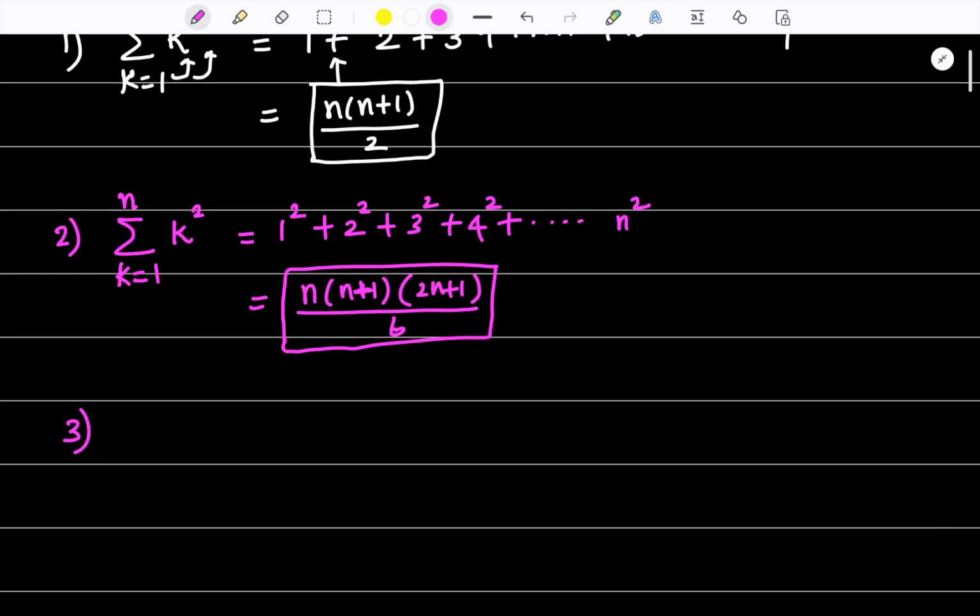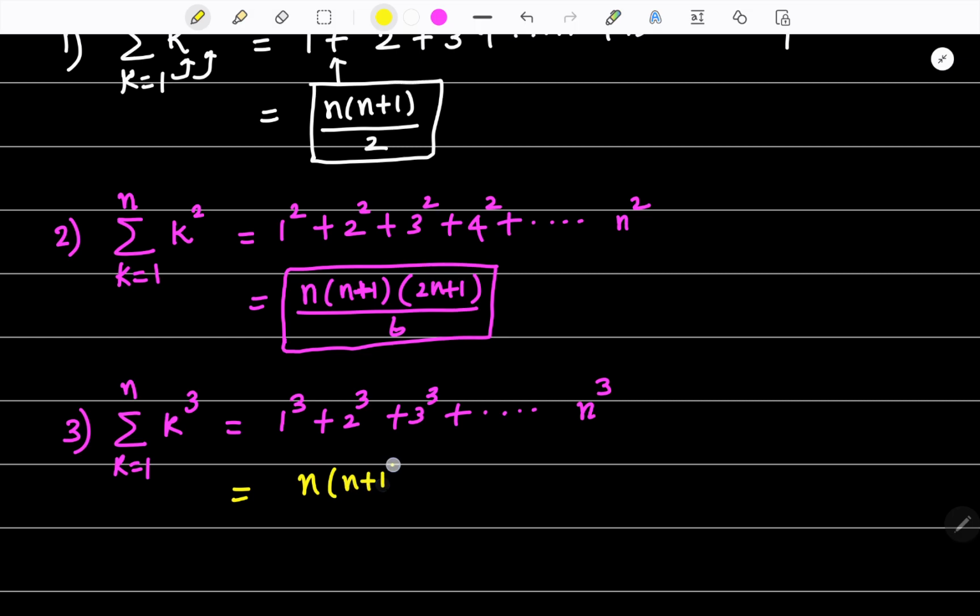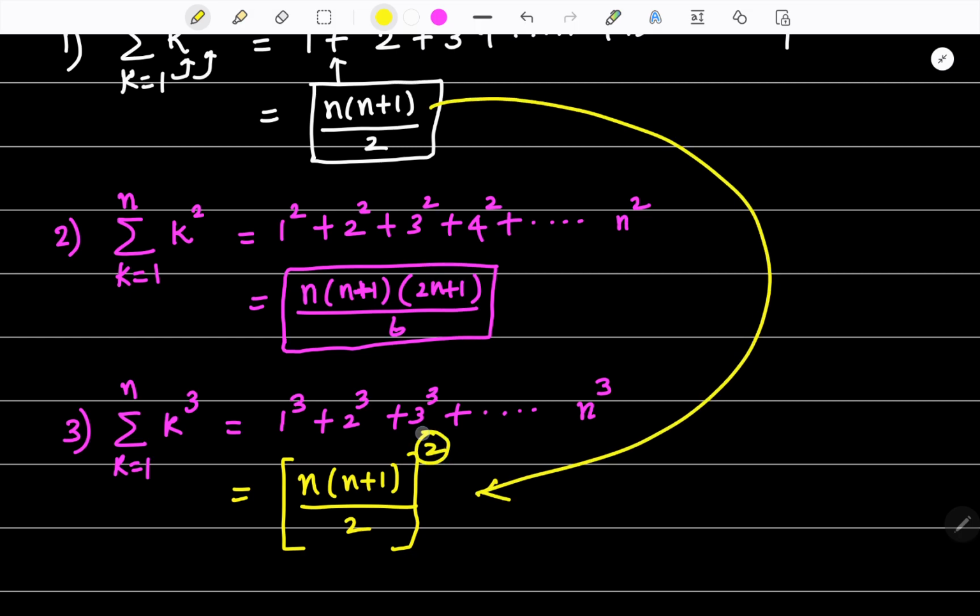The third rule is sigma k equals 1 to n of k to the power of 3. So we put k equal to 1, k equal to 2, k equal to 3, and so on up to k equal to n. This is 1 cube plus 2 cube plus 3 cube up to n cube. This formula is similar to the first one, but it is whole square: n times n plus 1 divided by 2, the whole square. Keep in mind, the whole square.